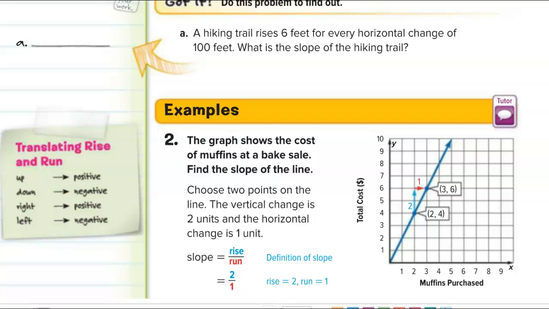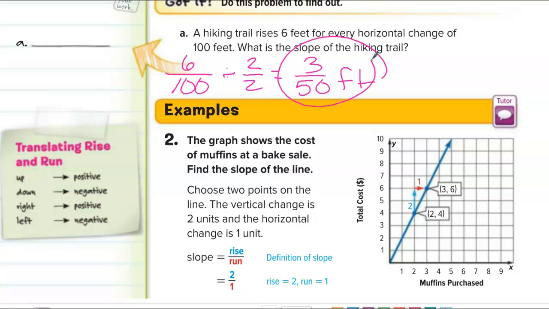Daniel. What was the rise for A? 6. And what was the run? 100. And what did you simplify by? 2. So what was your final answer? 3 over 50. And what did you label it? Feet. Thumbs up if that's what you got.